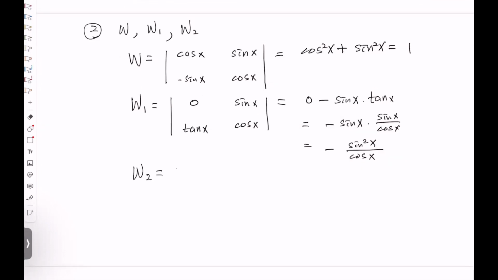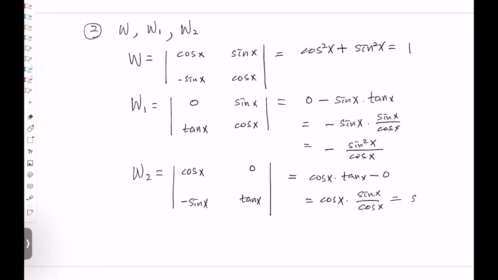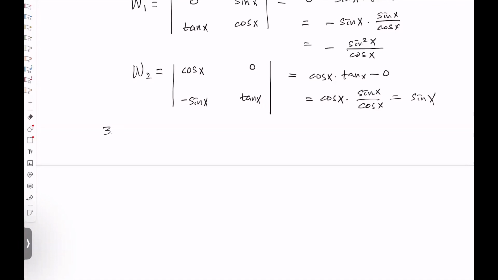Then for our W2, the second column is now 0 and tangent x, and the first column is the same as in W. Then AD is cosine x times the tangent x minus BC, which is 0. And that is cosine x tangent x, which equals what? Sine x over cosine x times cosine x. Therefore, it is just sine x. Step number 3, u1 prime equals W1 over W, and u2 prime equals W2 over W.